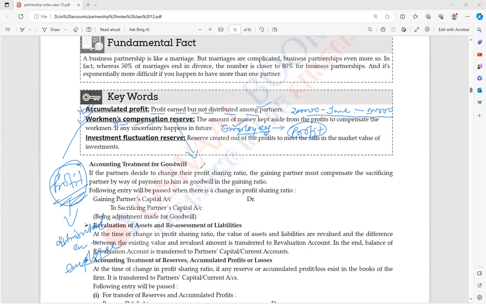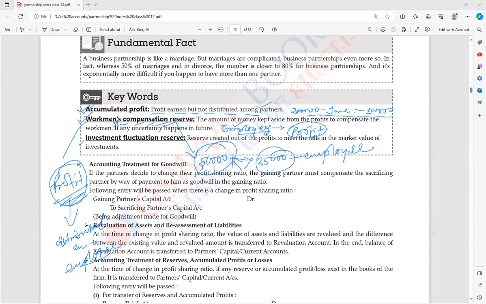Say the workman compensation reserve is 50,000 in total, and out of that, due to, for example, one hand of an employee being cut, which should not happen, I have given 25,000 to that employee. The remaining fund is still in the firm, and that remaining reserve is the profit part only. Clear the point? Yes, up to this you understand that it is the profit part only.